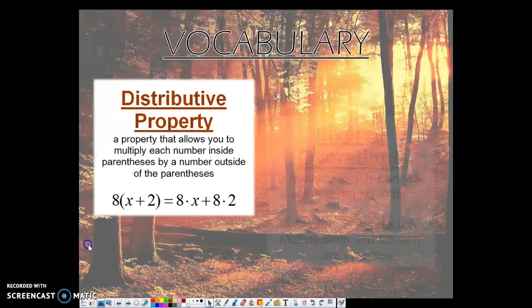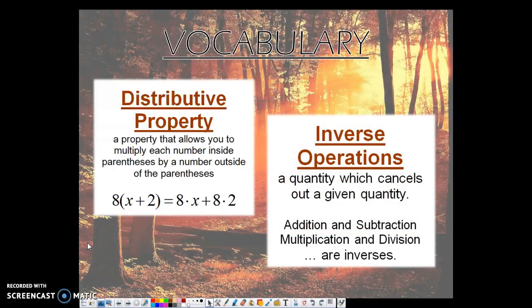Okay, so vocabulary. Remember the distributive property is when you take that 8 times x, and then 8 times 2. Okay, so it would be 8x plus 16. Inverse operations, a quantity which cancels out a given quantity. So what that means is if we're adding, you subtract. If we're subtracting, you add. If we're multiplying, you divide. If we're dividing, you multiply. So you always do the opposite of whatever is happening there.